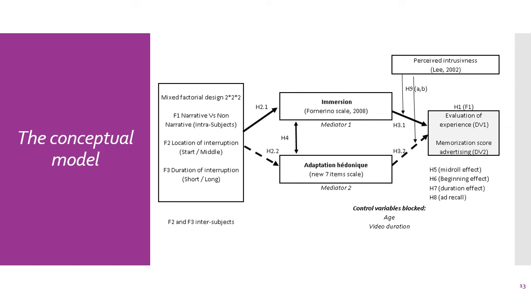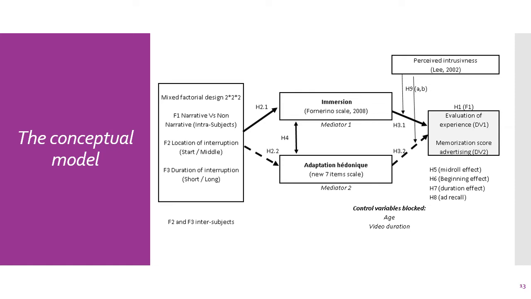So the first factor is narrative versus non-narrative content. Narrative content means content that has a story or a plot. There is storytelling in it. For example, a movie, a sci-fi movie, versus non-narrative content, a non-narrative video, like a documentary or something that doesn't have a story. So it's simply information or presenting something. So these are the two types of videos that we used.